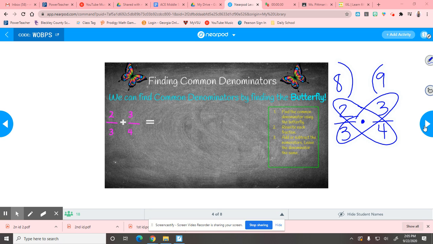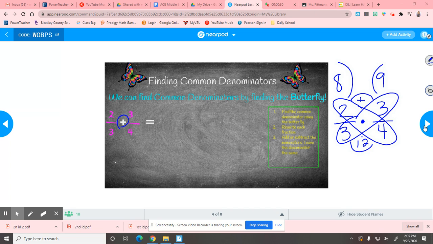All right, now I draw its butt. All right, your butt is down bottom of your body, right? Guess what? The denominator is down bottom. So we multiply the denominators to get a common denominator to make the butt of the butterfly. So we do 3 times 4 is 12. And then I like to make it a little head. So what I do is whatever operation we're working with, addition, goes in the little head of the butterfly.